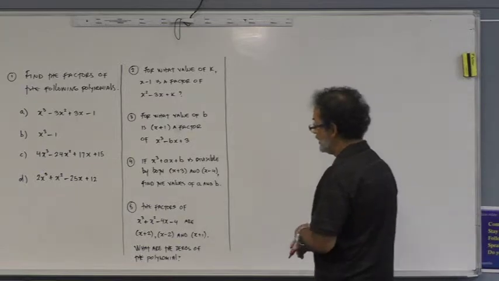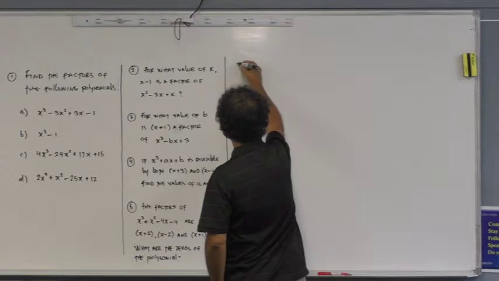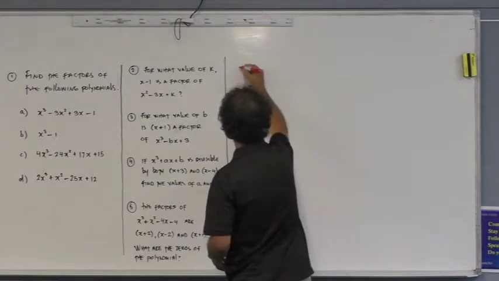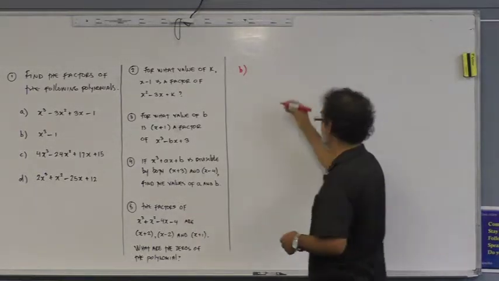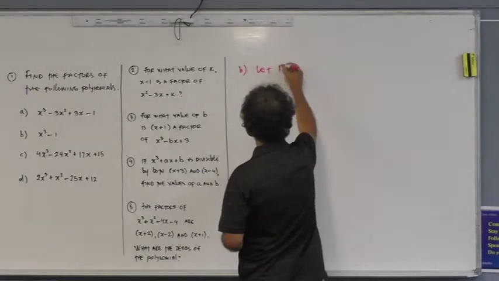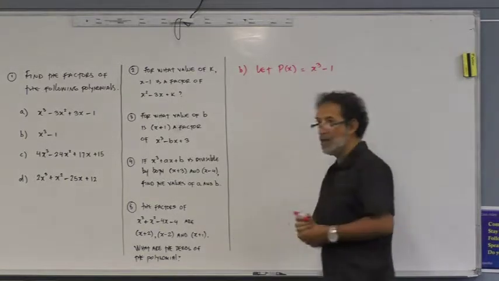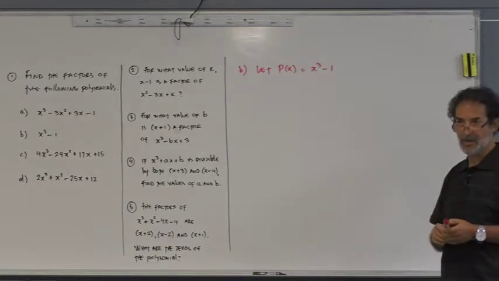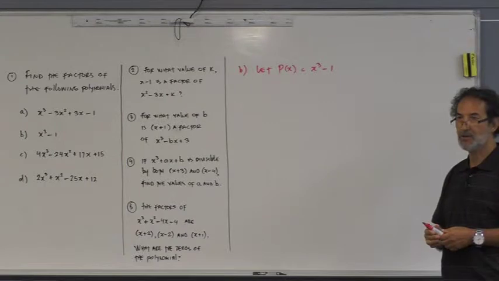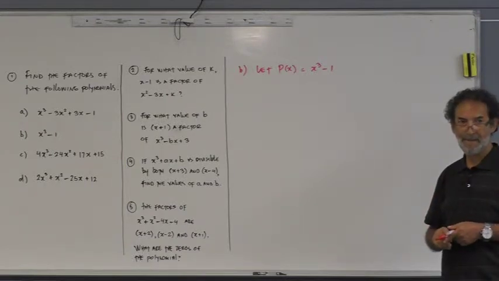Okay, next question. Question B. The polynomial is x cubed minus 1. So we're going to say let p of x equal x cubed minus 1. Can you see that we can do this in two different ways? We can use the difference of two cubes.